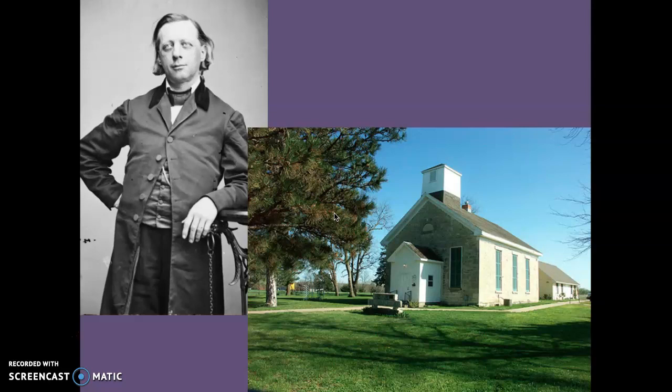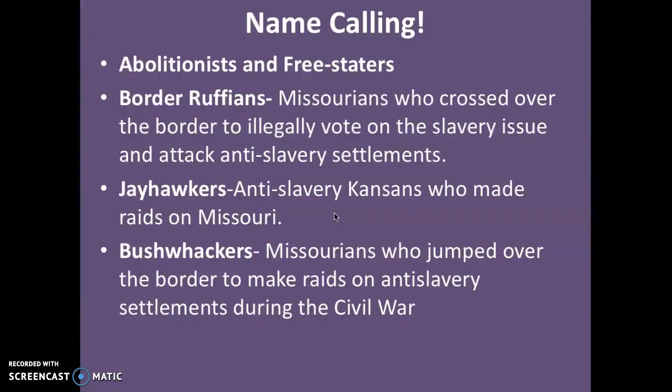Now, outside of the abolitionists and free staters that we talked about earlier, we also have a few other groups here. So the Border Ruffians were the Missourians who would cross over the border to illegally vote on the slavery issues and attack anti-slavery settlements. Then we have on the other side the Jayhawkers, who were the Kansans making raids into Missouri. So prior to the Civil War, these two groups were fighting it out in Kansas as part of the Bleeding Kansas era.